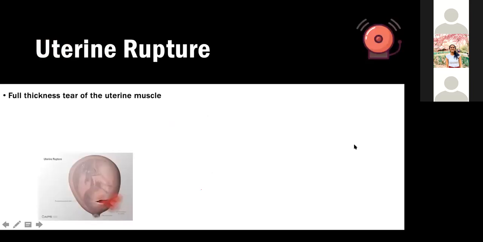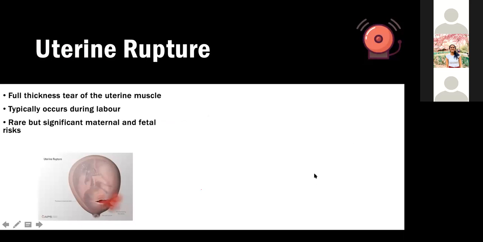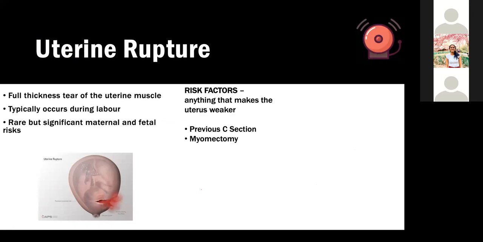Okay, so uterine rupture. It's basically a full thickness tear of the uterine muscle, typically occurring during labor. It's rare, but it does have significant maternal and fetal risks. Risk factors are basically anything that makes the uterus weaker. So previous cesarean section, having a myomectomy. That's the procedure you can do for fibroids that are quite troublesome, especially in women that want to preserve their fertility, where you remove the fibroids themselves. Then induction of labor, which we mentioned, and multiple pregnancies. This lady was multiparous, so that increases her risk.